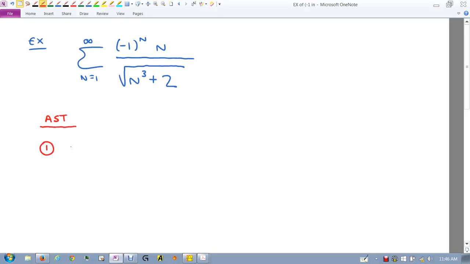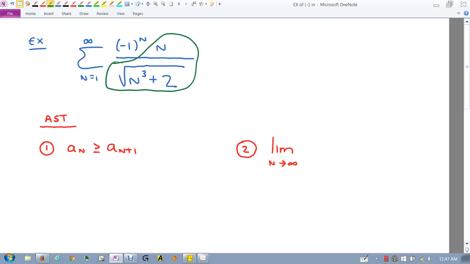First condition, I need to show that a sub n is greater than a sub n plus 1. The second condition that needs to be met is that the limit as n goes to infinity of what part? What's our a sub n? Yeah, it's just this piece right there, right? So n over square root of n cubed plus 2. Well, I need to show that that's 0, right? If it's 0 and then this holds, then I can say it converges.